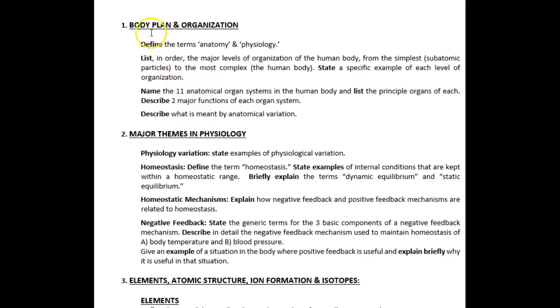It's this first question, which shows that you need to know how to define the terms anatomy and physiology, list the major levels of organization, which we'll go over, and you need to be familiar with the 11 anatomical organ systems. We'll also talk about how anatomy varies amongst different individuals.